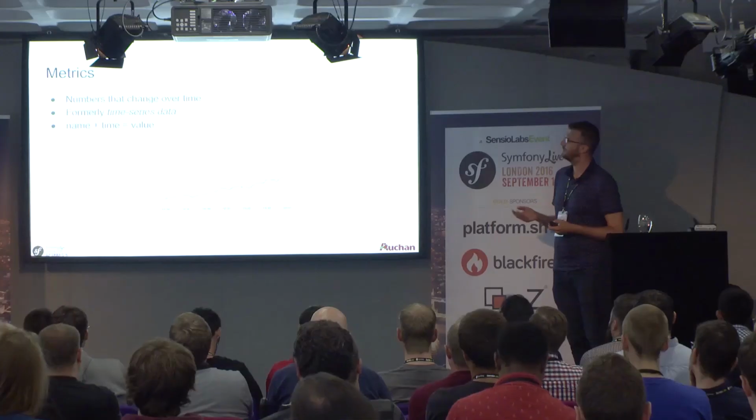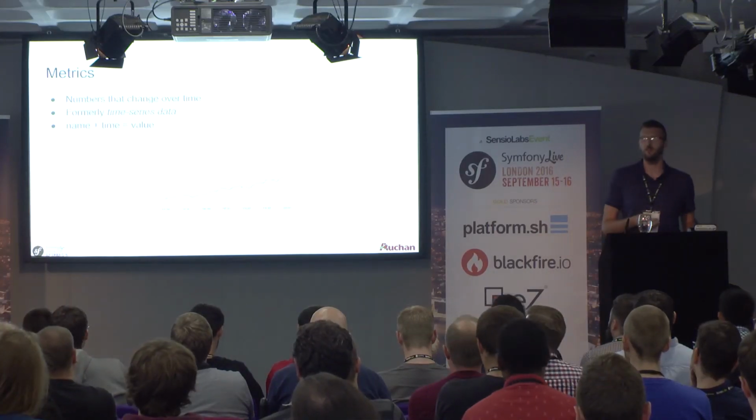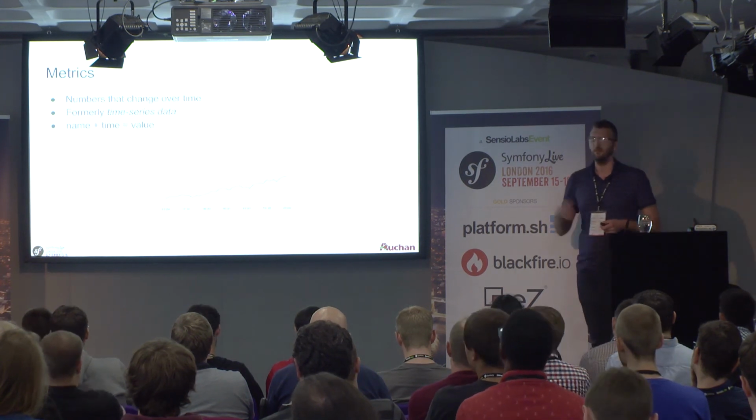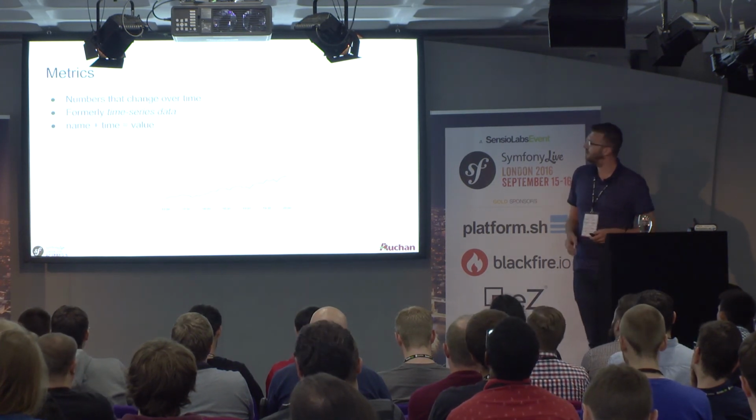First, theory. There are mainly, at the current state of the art, two types of data that you can track when you want to monitor: metrics and events. First, metrics. A metric is basically a number that changes over time. It's formally known as time series data. So it's a name, like for example the temperature, and the time, today, and the value.